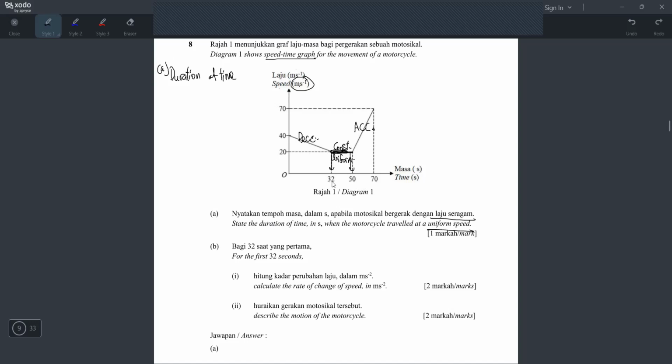Tapi you kena ambil, you nak sini, jarak sini saja kan? It means you want to find the difference here only. So you take 50 tolak 32. And you end up with 18. And the unit is second. Okay, let's press using calculator. Okay, wait.